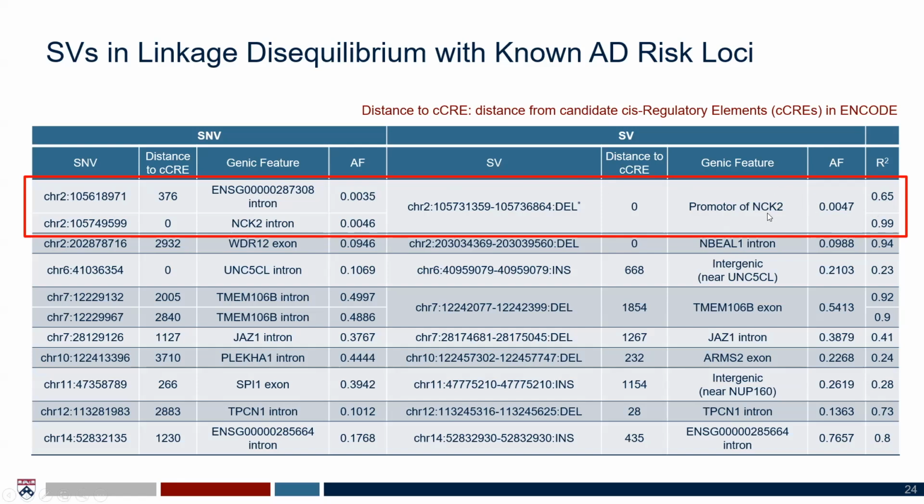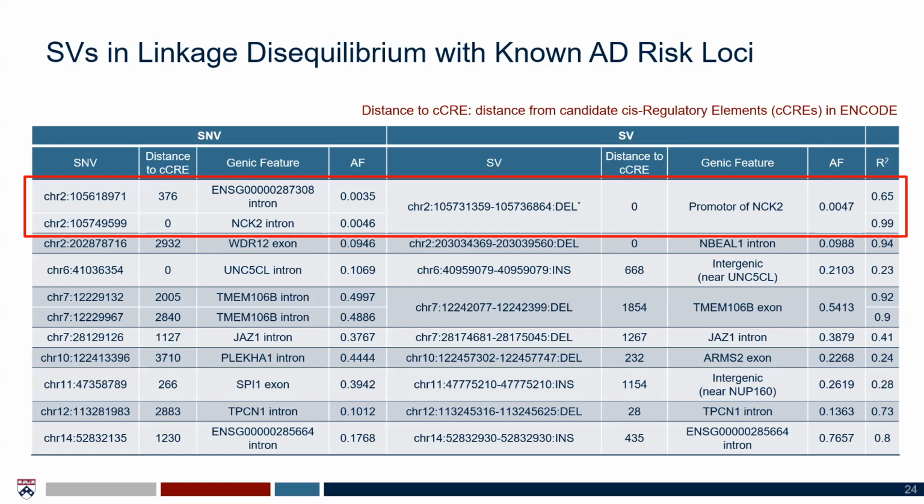So maybe the true impact of this SNP is from this deletion located in the promoter of NCK2. Nowadays, if you are studying a structural variant, the first step may be to check whether there is any known disease risk sitting in the region of your structural variant.